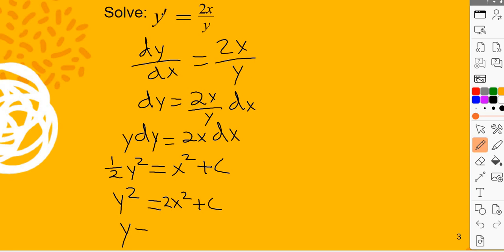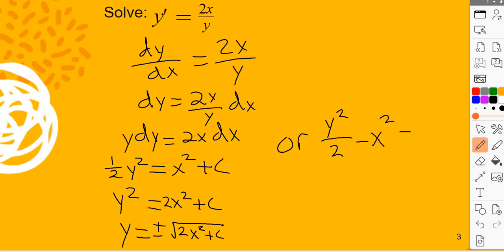And then this is the part where I said you have to be careful, because when I take the square root, I have to put a plus or a minus. And there's not a way for us to put a c value being multiplied in front this time, so you would have to have a plus or minus. The other way you would probably more likely see this written as an answer would be y squared divided by 2 minus x squared equals c.